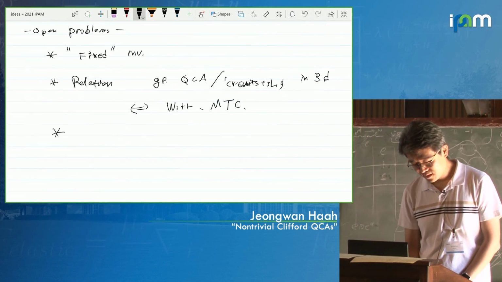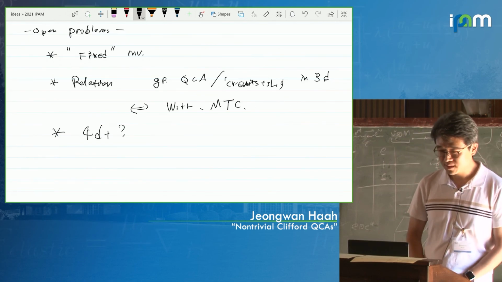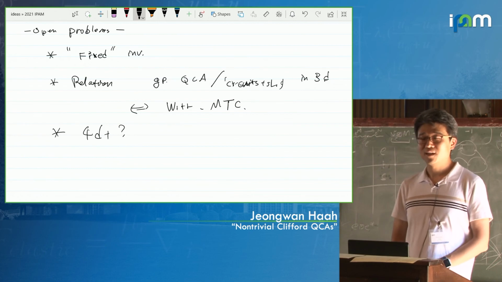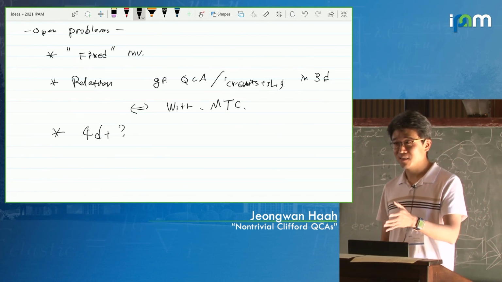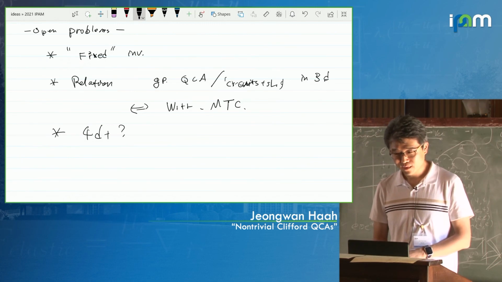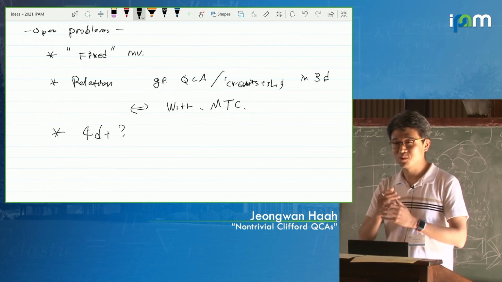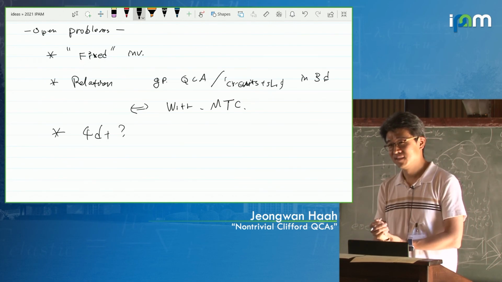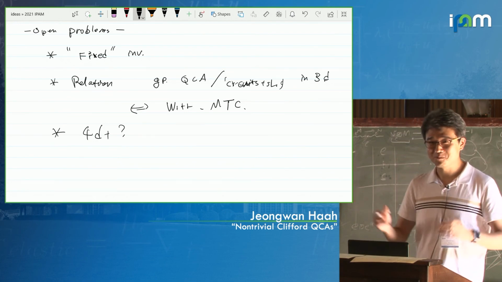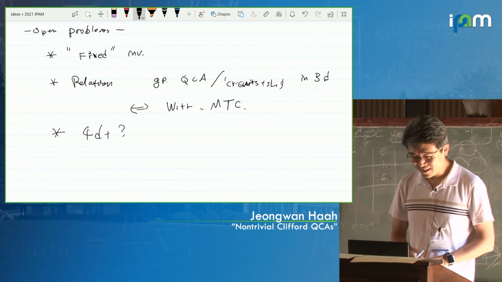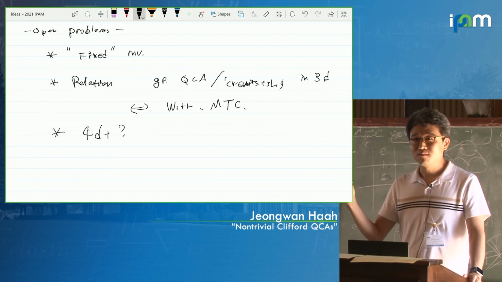And of course, the big missing piece is: why not higher dimensions? If you believe in the QCA and the Walker-Wang construction, then it is suggesting that you might want to consider the square root of any fractal phases, whatever square root means. It's still a completely open problem whether there exists anything in dimension 4 or higher.